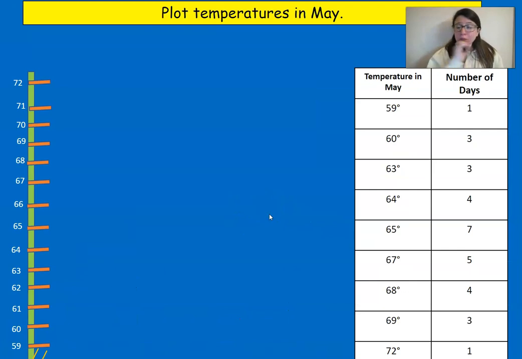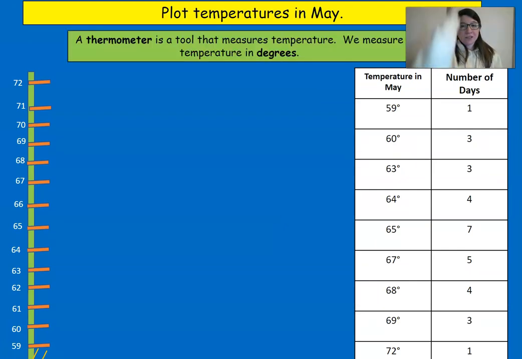All right. And the other important thing I want to talk to you about today is when we have a line plot that looks like this. You've probably seen a thermometer before. A thermometer is a tool that measures temperature, and we can measure temperature in degrees. Thermometers are often shown up and down. That's why this line plot is up and down.